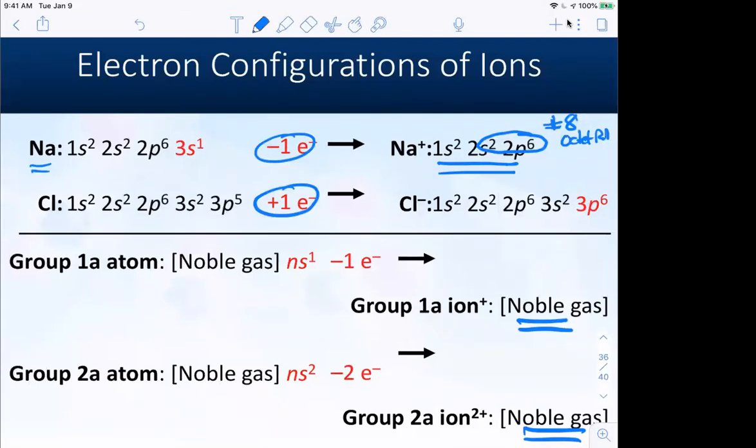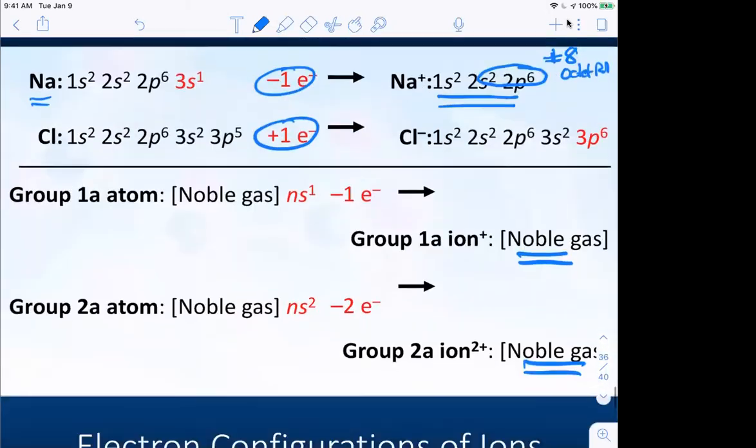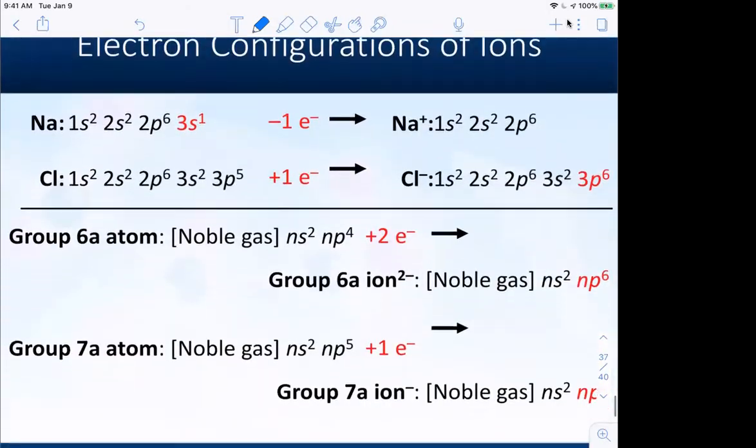Metals will lose electrons to become positively charged cations. Nonmetals will gain electrons to become negatively charged anions. The number of electrons any atom loses or gains is indicative of how it will become like the nearest noble gas, so it is isoelectronic with that. So that's the whole game plan to become an ion.